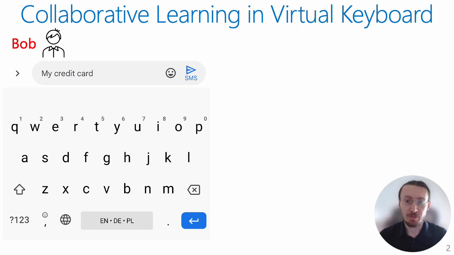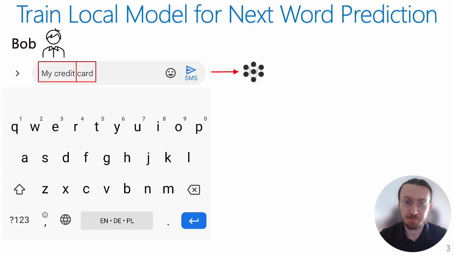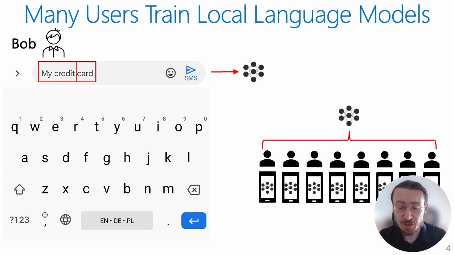Collaboration is a key component of learning for both humans and machines. Let us imagine that there is a user Bob who types on his smartphone "my credit card." Next time when Bob types the words "my credit," we'd like to suggest to Bob the word "card." Locally, on Bob's smartphone, we train a model that predicts the next most likely word. Such information about word sequences is also collected and used to train local models on other users' devices.